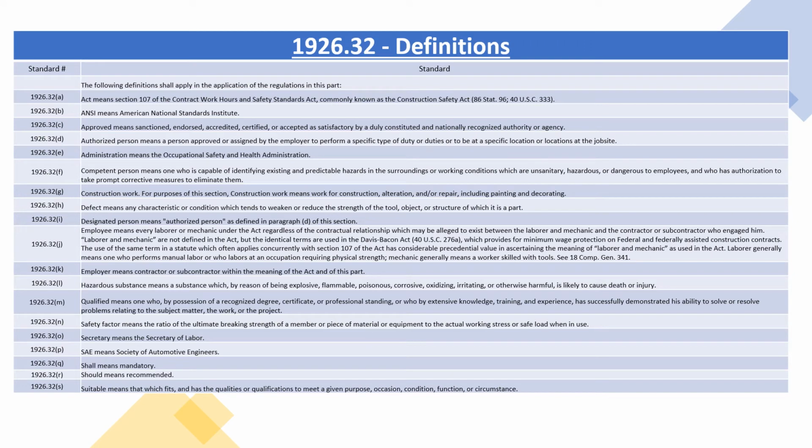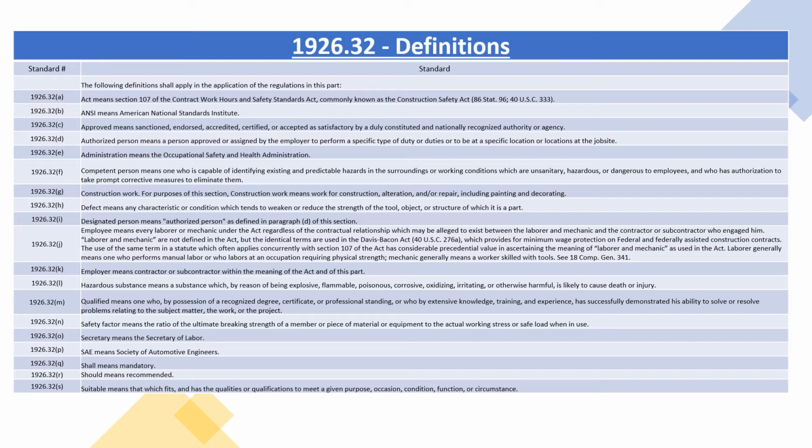1926.32 Definitions. The following definitions shall apply in the application of the regulations in this part. (a) Act means Section 107 of the Contract Work Hours and Safety Standards Act, commonly known as the Construction Safety Act, 86 Stat. 96, 40 U.S.C. 333. (b) ANSI means American National Standards Institute. (c) Approved means sanctioned, endorsed, accredited, certified, or accepted as satisfactory by a duly constituted and nationally recognized authority or agency.